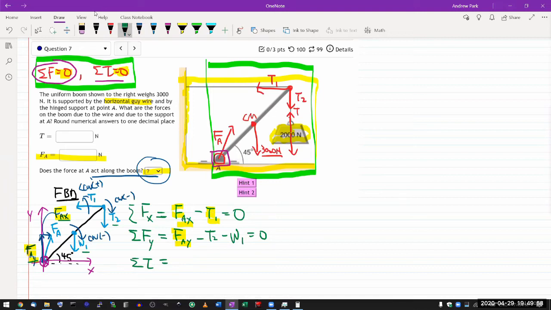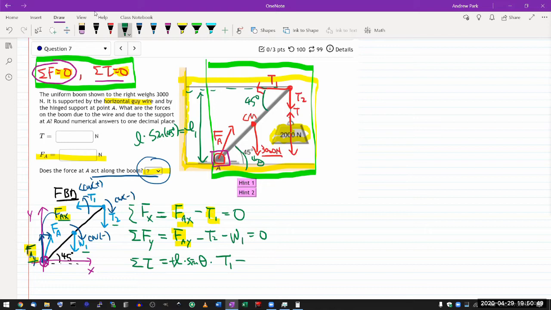The counterclockwise torque, T1: I need a lever arm. The lever arm will be this distance here. We're looking at the angle of 45 degrees here, so the lever arm should be the length of the boom, L, times sine of 45 degrees. A lot of this is going to cancel out, but let me write it out anyway. L times sine theta, that's 45 degrees, times the force T1. That's the counterclockwise torque, that's positive.